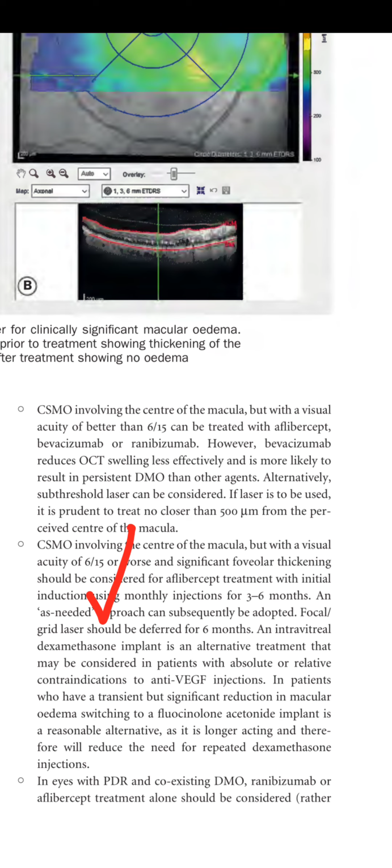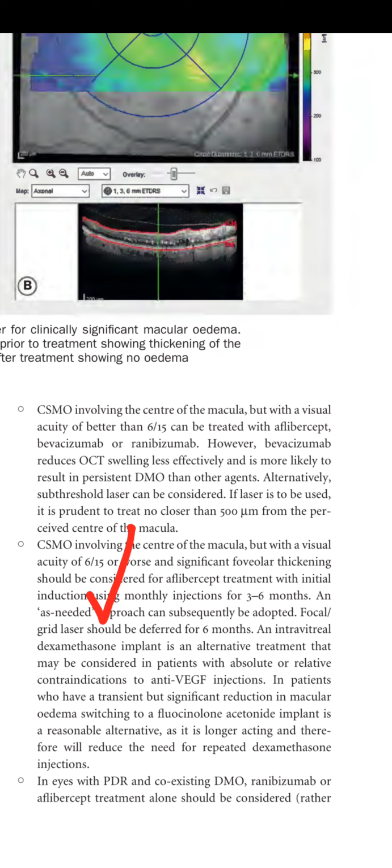dexamethasone implant as well. In a patient who has a transient but significant reduction in macular edema, switching to fluocinolone acetonide implant is a reasonable alternative as it is longer acting and therefore will reduce the need for repeated dexamethasone injection.